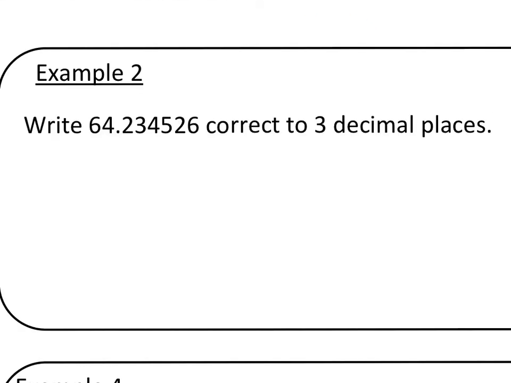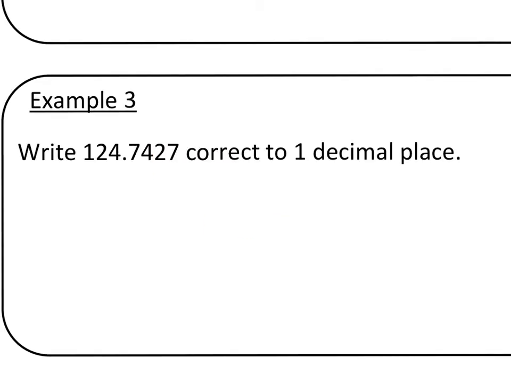Example 2, 64.234526 to 3 decimal places. The 4 is the third decimal place, so we're going to look at the 5. The rules for rounding, 5 and above we round up. So then the 4 is going to change to 5. So 64.234526 rounds to 64.235. And we can see that there are 3 decimal places in our answer.